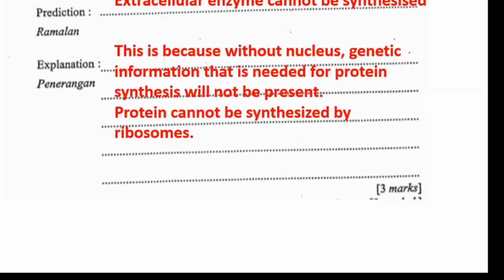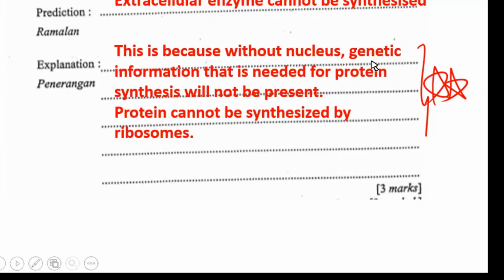Explanation. Because this is the extra point. Actually, we need the nucleus for protein synthesis, because to make protein, we need genetic information. This one, draw two stars. How it works, you don't need to know because that will take I don't know how many hours just to explain. In Form 6, I take 3 hours just to teach this. Protein synthesis takes 3 hours in STPM. So guys, you all don't need that, just one sentence.